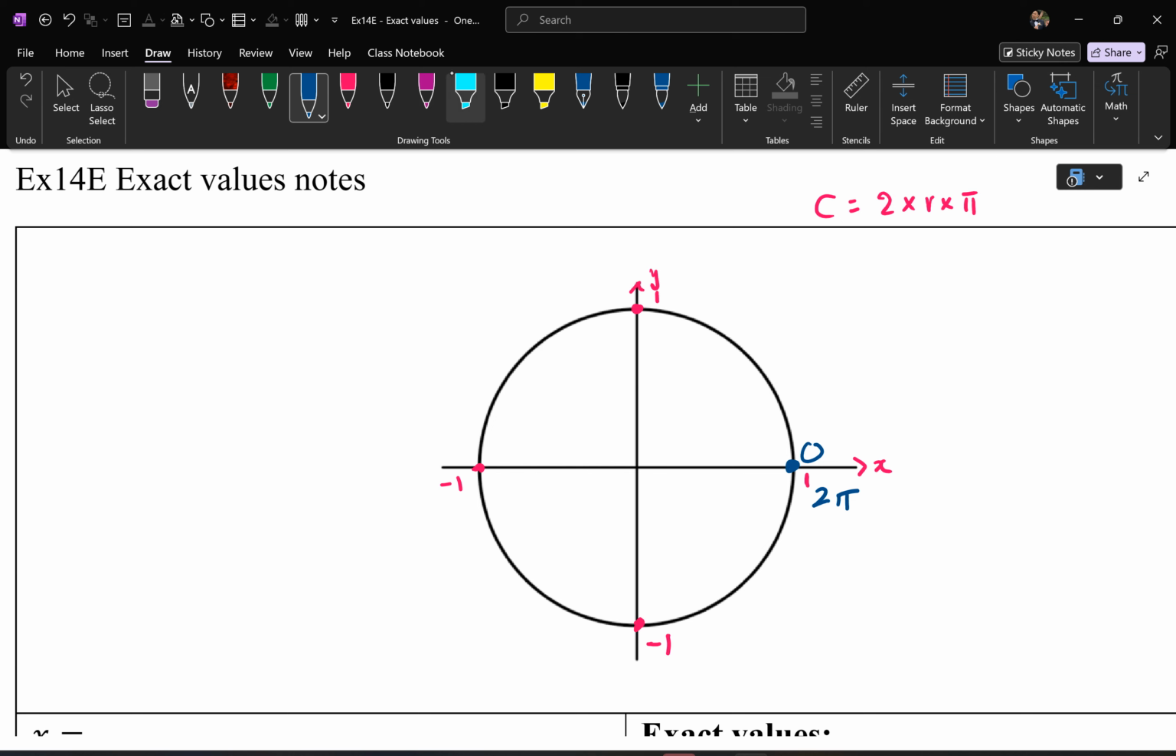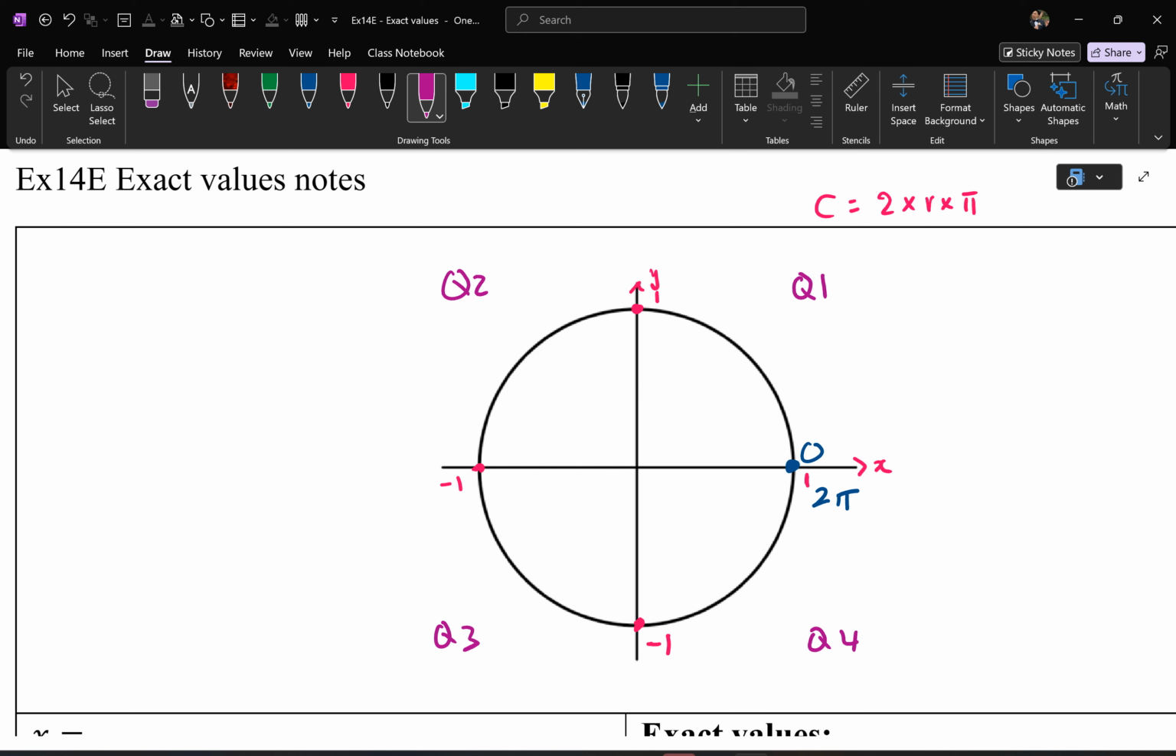What's the first place called? What's this one called again? Quadrant 1. Okay, so it goes Q1. Then because we're going anti-clockwise, Q2 is over here. So this is Q2, Q3, Q4.